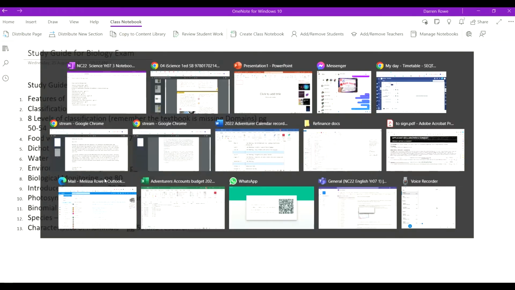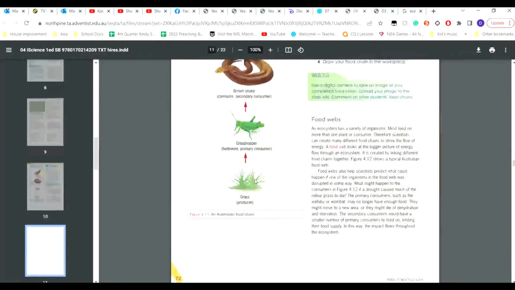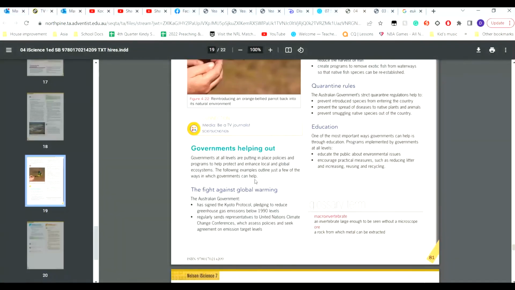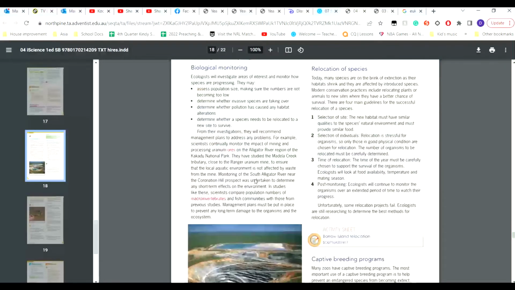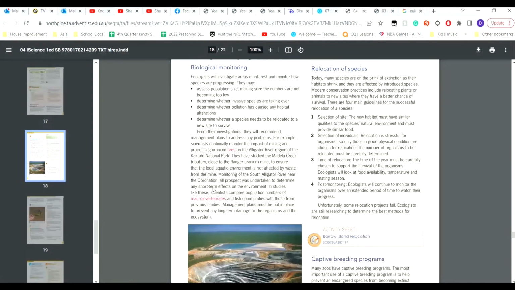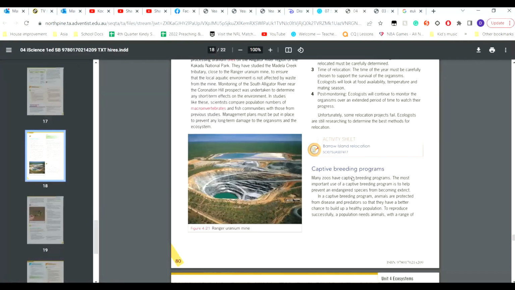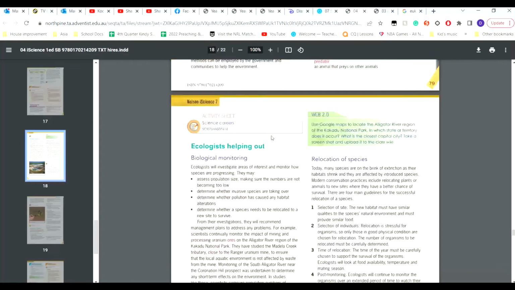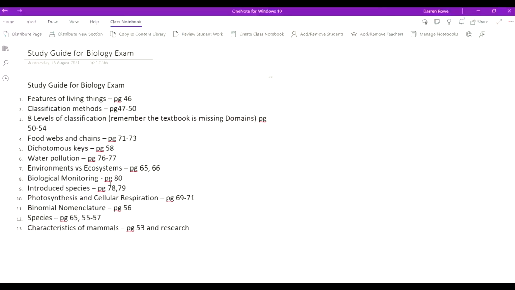Biological monitoring, page 80. I think there's one small question on this. There it is. It's basically the idea of checking, keeping an eye on, and I'm not going to read it all to you, but you should learn at least these headings, the relocation of species. Keeping an eye on animal populations so that we know whether they're going extinct, whether they're growing, whether they're going down. Do we need to protect them? Is there something in harm's way? Are we doing something to destroy their habitat so they can't survive? All that kind of stuff is what biological monitoring is all about.